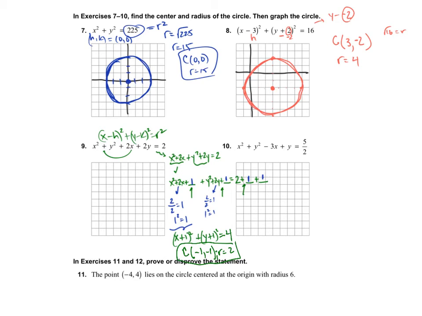And now I can quickly sketch a graph of this. So this ends up being a center of -1, and a radius of 2. So I'm going to go 2 in each direction. 1, 2, 1, 2. And that would be my circle.